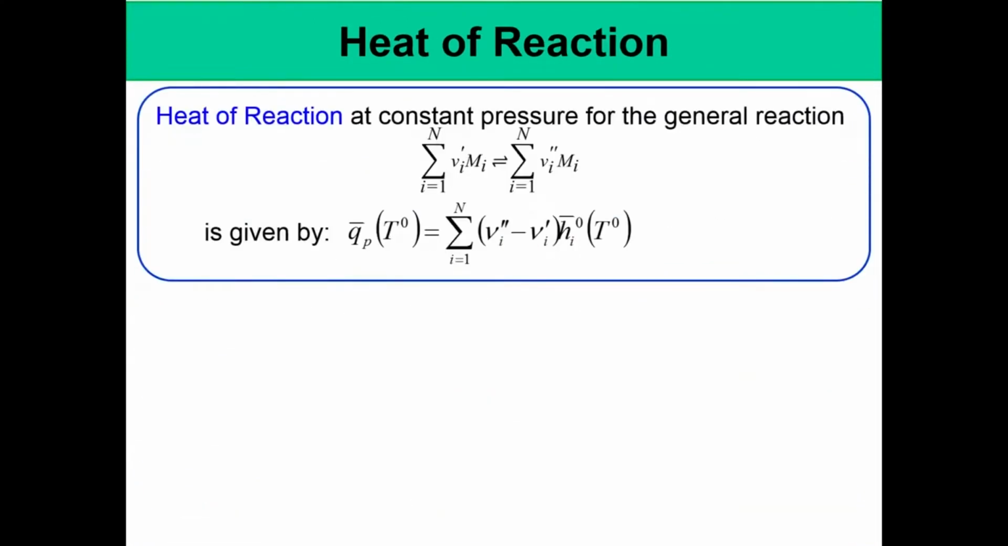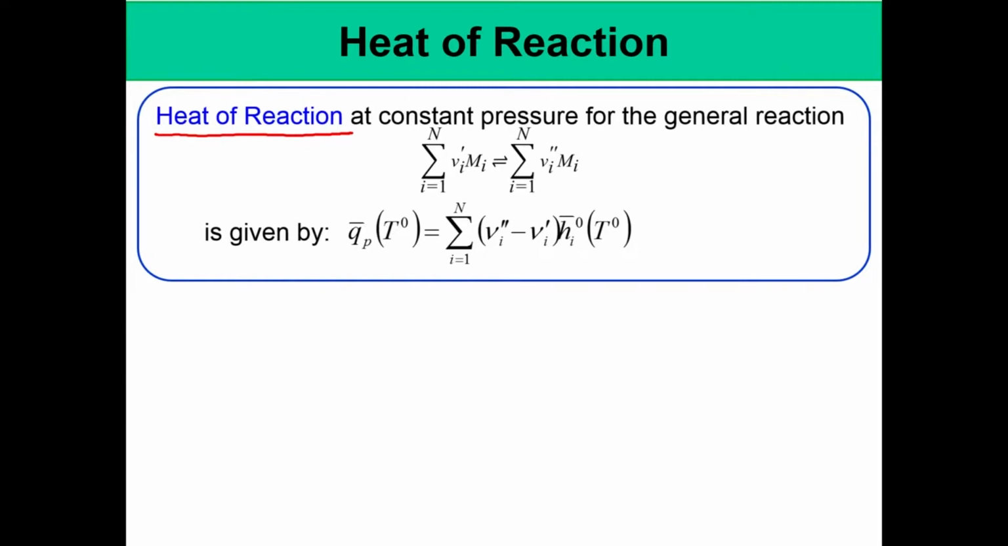So, now we can define the heat of reaction. This is a very important concept. We must distinguish and never get confused between the heat of formation and the heat of reaction. By definition, the heat of formation is a property of a given molecule, a property of a species. Heat of reaction is a property of a reaction. So, that is the basic difference.